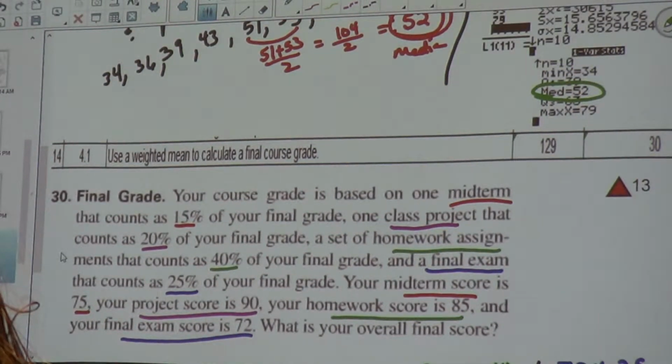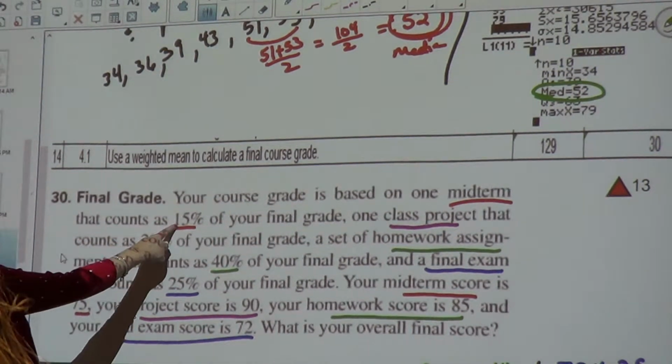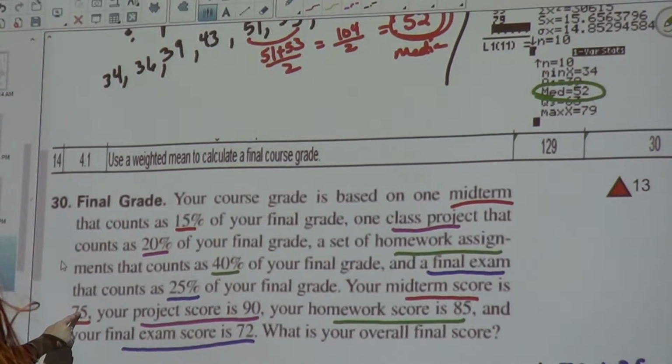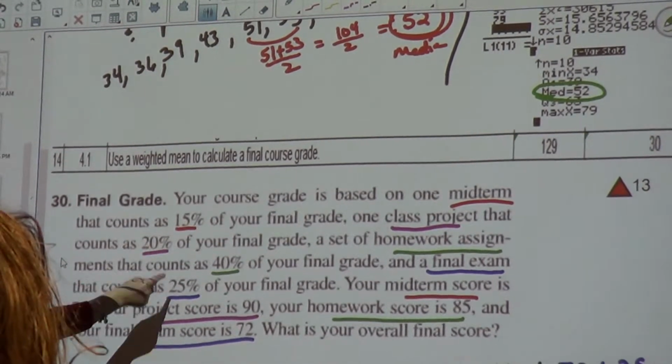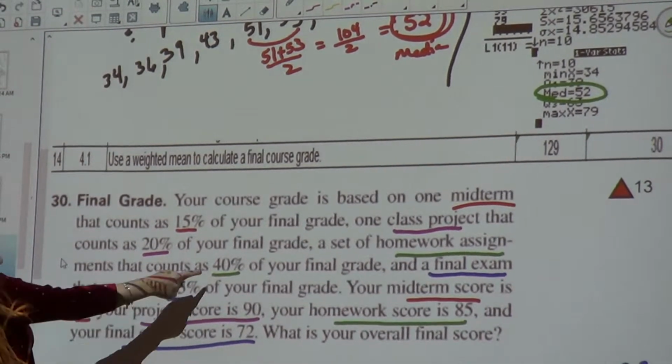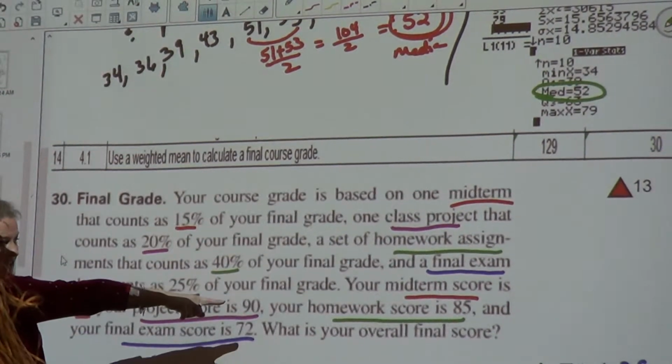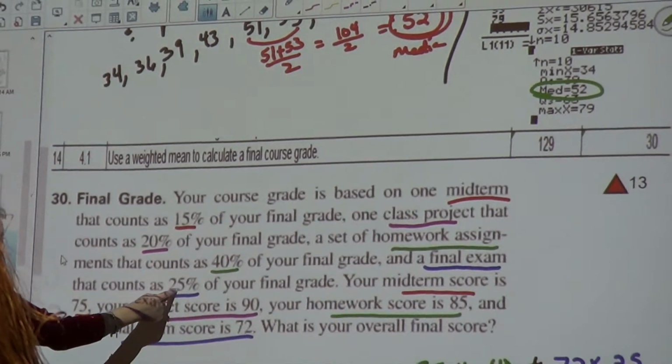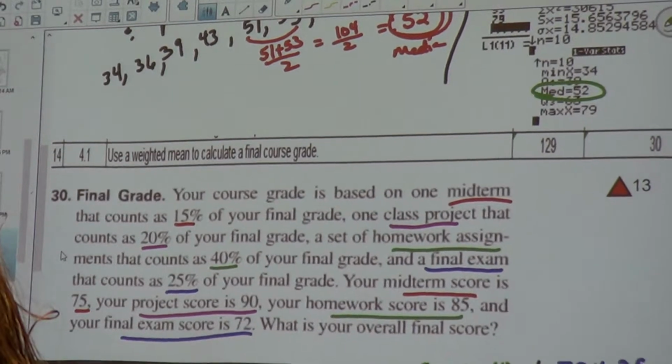This one says your midterm is 15%, and you made a 75 on your midterm. Your project's 20%, you made a 90 on your project. Your homework is 40%, you made an 85. Your final is 25%, you made a 72.